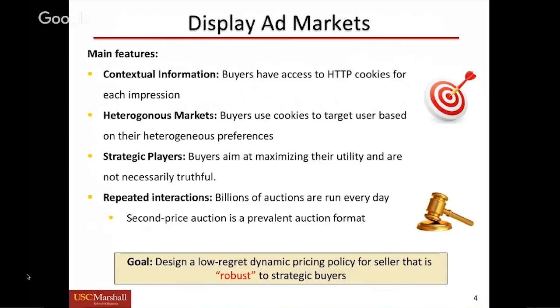And the goal of our work, to set it just vaguely and broadly, is to design a low-regret pricing policy for the seller. So we are just looking at the problem from the seller's perspective, and we want to be robust against the strategic buyers. Of course, I need to define the notion of regret and robustness, but overall, this is what we want to do. Any questions so far? Okay.